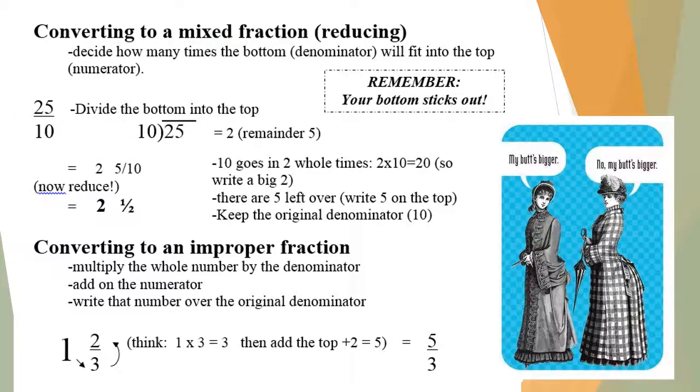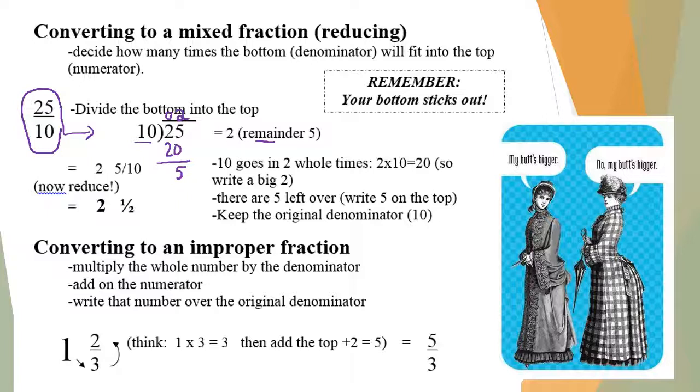Good to go. So we set up our fraction, we take our 25 over 10 and we put it into a Dave. The bottom sticks out, so the 10 is sticking out and the 25 is inside the cave. And now we think, well, does 10 fit into 2? No, so I'm going to put a 0 there. Does 10 fit into 25? Yeah, it goes twice, so I'll put a 2 up there, and there's 5 left over. Okay, as soon as you get your remainder, you're finished.